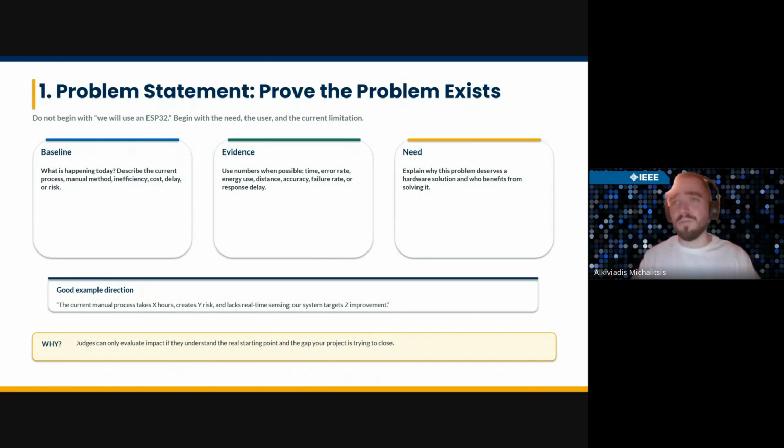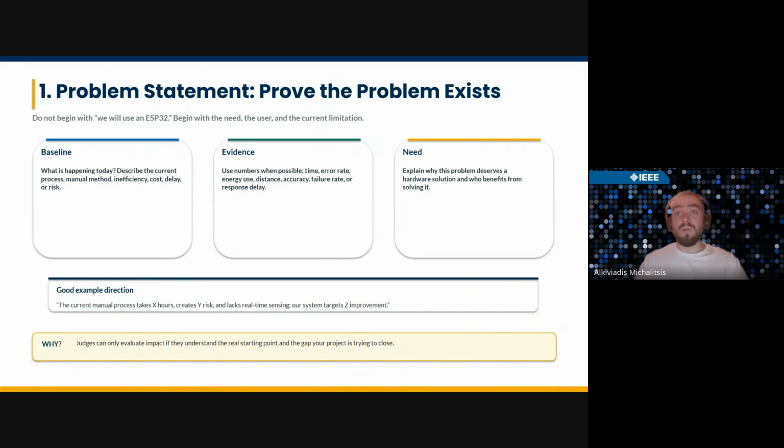Okay. So I have added a good example direction here. It says the current manual process takes X amount of hours, creates Y amount of risk, and lacks real-time sensing. Our system targets Z improvement. So for us, we put some metrics and some kind of statistics so that we see the benefits of our implementation when we want to do something.